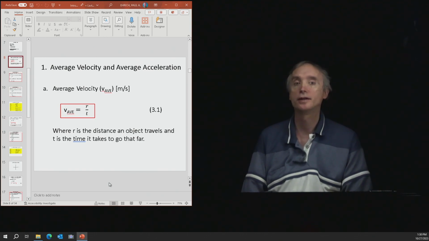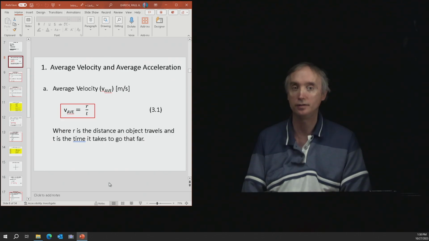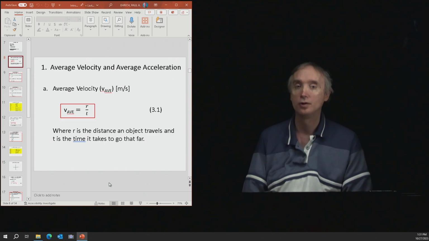Okay, so we're back and now we want to talk about what is average velocity and what is average acceleration. So we're going to begin with what is average velocity.